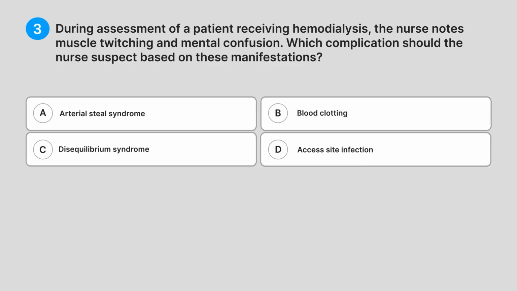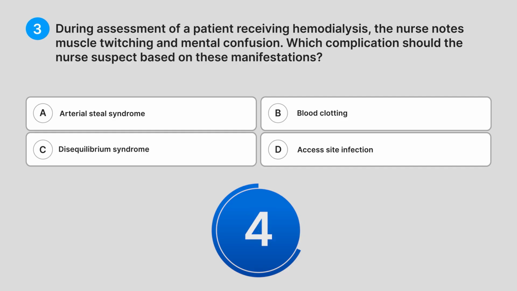3. During assessment of a patient receiving hemodialysis, the nurse notes muscle twitching and mental confusion. Which complication should the nurse suspect based on these manifestations? A. Arterial steal syndrome. B. Blood clotting. C. Disequilibrium syndrome. D. Access site infection. Can you guess the answer?